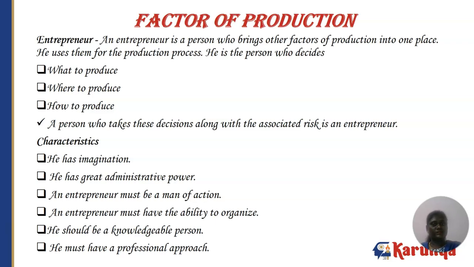An entrepreneur is a person who brings other factors of production into one place. He uses them for the production process. He is the person who decides what to produce, where to produce, and how to produce. As we saw, there are the categories of land, labor, and capital, and he brings everything together in one place. The person who takes these decisions along with the associated risk is the entrepreneur.